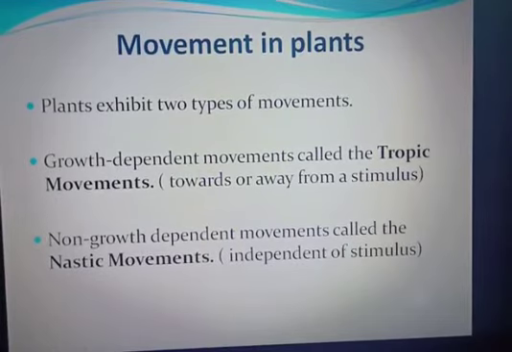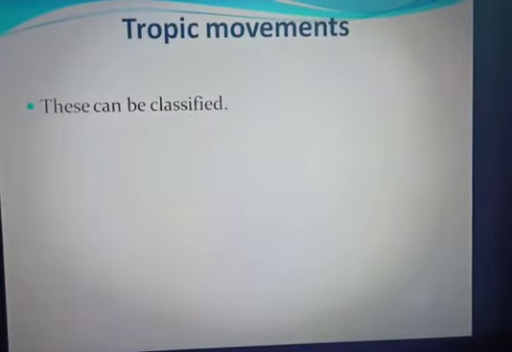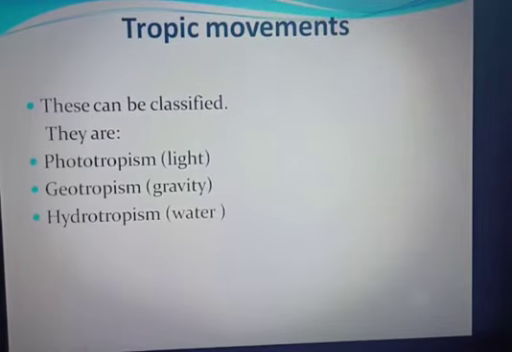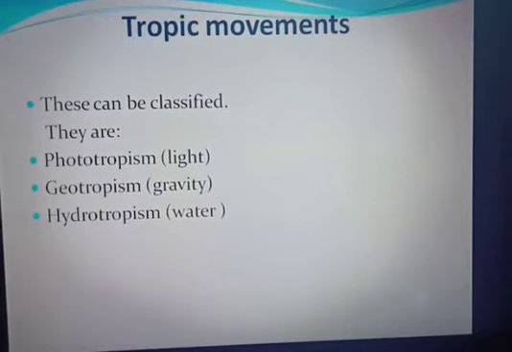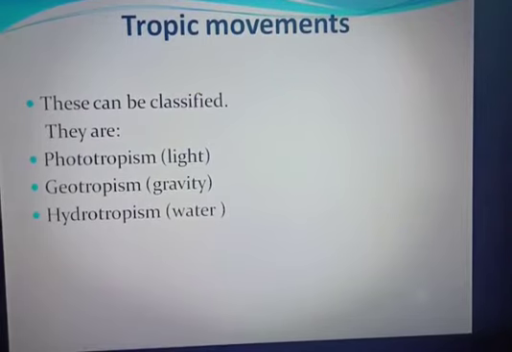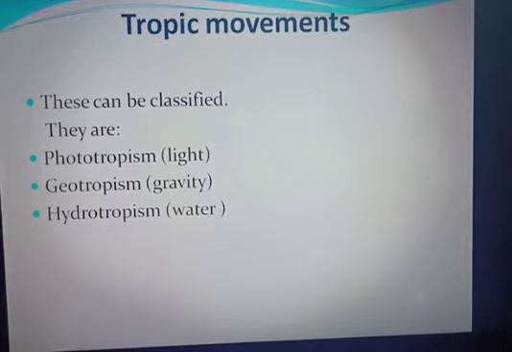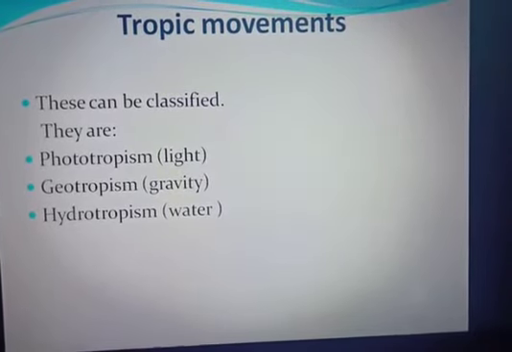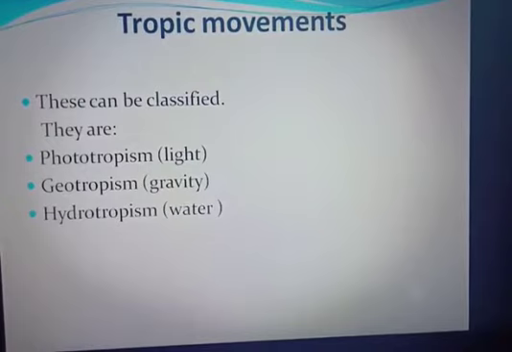So first we'll see the tropic movements. These tropic movements are classified into three types. One is phototropism, that means through light; geotropism, through gravity; and hydrotropism, through water. So plants are also classified under these three categories. Let us see what they are and how they work.